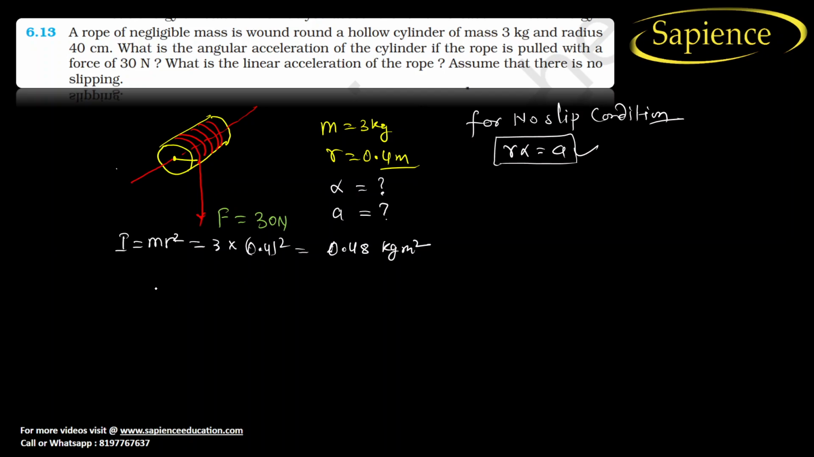Now we know that the torque, tau, is equal to r cross F, or we can also write that force into r perpendicular. So can we find what is the force? Force is 30 Newton, but what about the r perpendicular? The r perpendicular is this, where the force is acting, and this distance is the perpendicular one, and this is the central axis about which this cylinder is being rotated. So force is 30 Newton, r perpendicular is 0.4 only, so we can multiply it by 0.4.